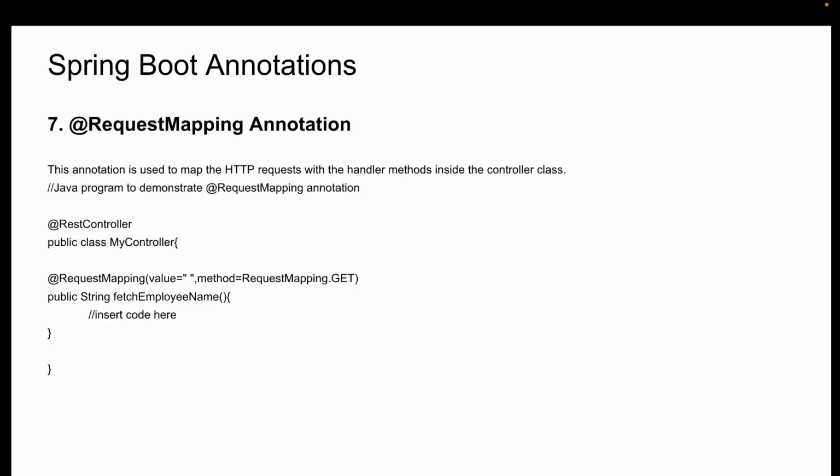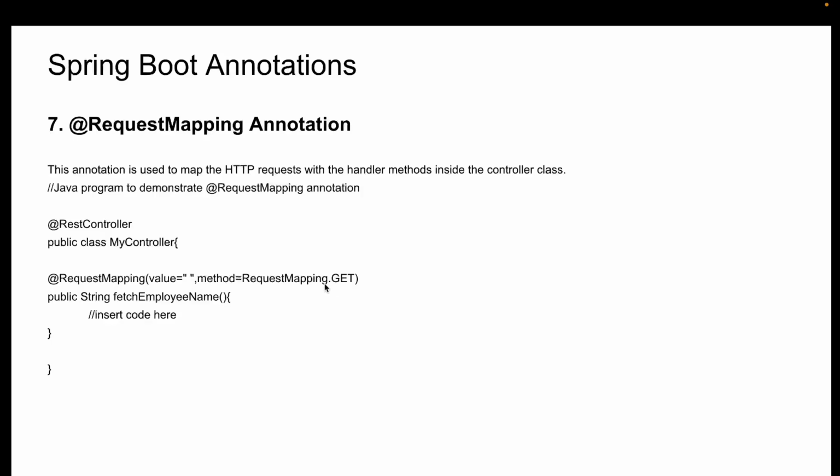kind of HTTP requests. Let's say we wanted to delete some employee records. Let's say we had a method where we want to delete employee name. So we can have another method where we could name it like delete employee name, and in the request mapping we can specify method equal to request mapping dot delete.